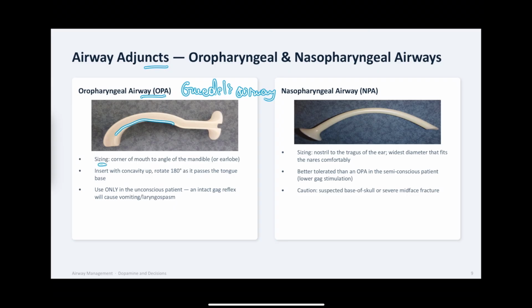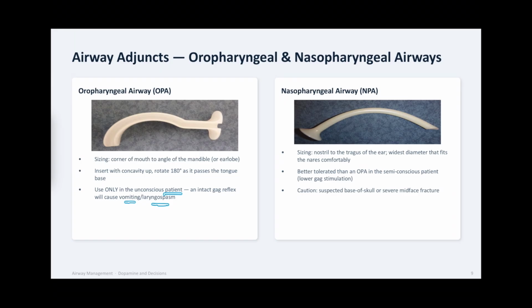Sizing is extremely important. You measure it from the corner of the mouth to the angle of the mandible, or else to the earlobe. Sizing must be appropriate because a device that is too small won't relieve the obstruction. Too large, it can push the tongue backwards and even cause trauma as well. Avoid inserting an OPA into a patient who still has an intact gag reflex because it can trigger vomiting or laryngospasm. If laryngospasm has developed, it would be very difficult to intubate the patient. Therefore, OPAs are reserved for the unconscious patient without any gag reflex or protective airway reflexes.